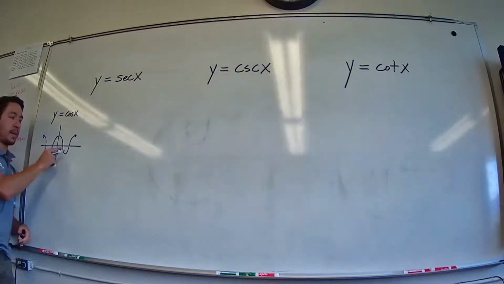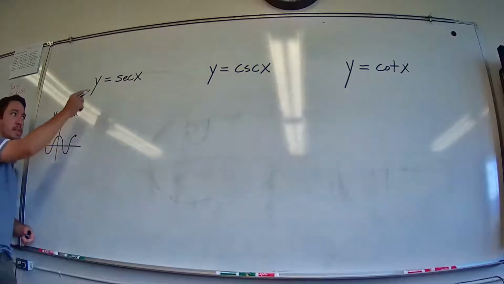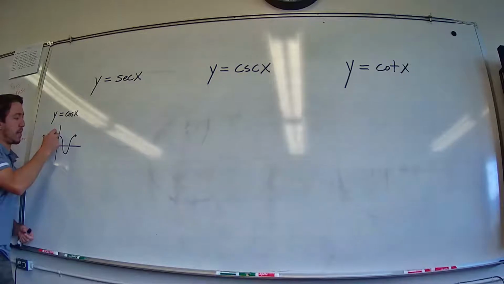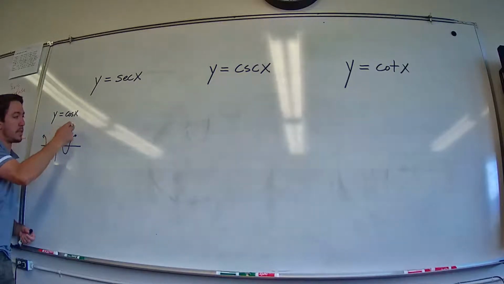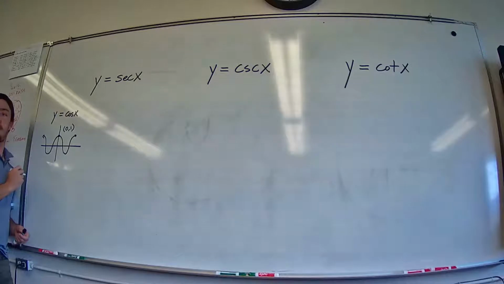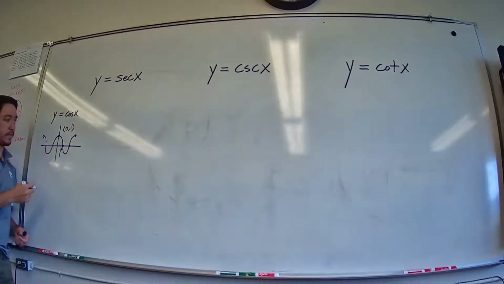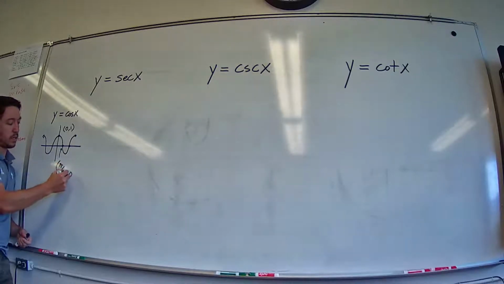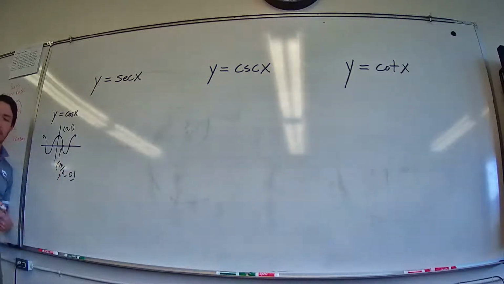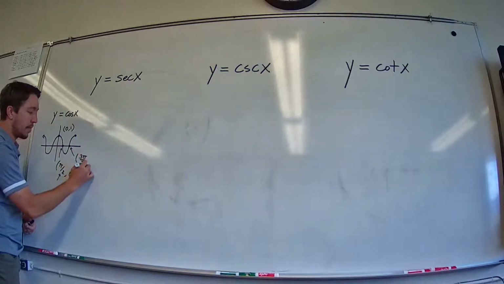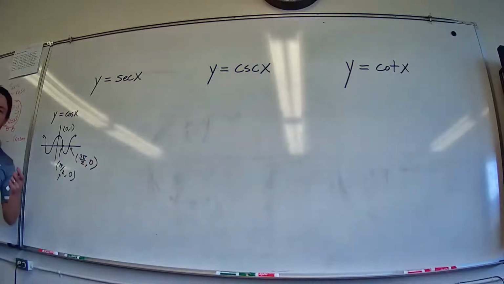Can someone name a point on here that would tell us big information about the behavior of that guy? (0, 1) is a good one. I like that. What else? Any x-intercept. Let's identify this one and then this one. They're both going to be pretty relevant. Where's that first one live? (pi/2, 0). The real key being that x value. And how about this guy? (3pi/2, 0).